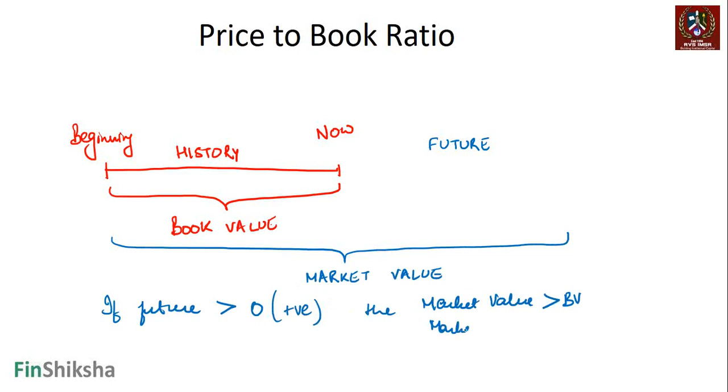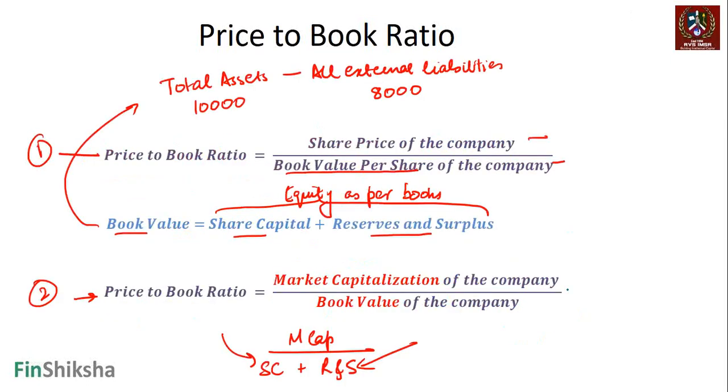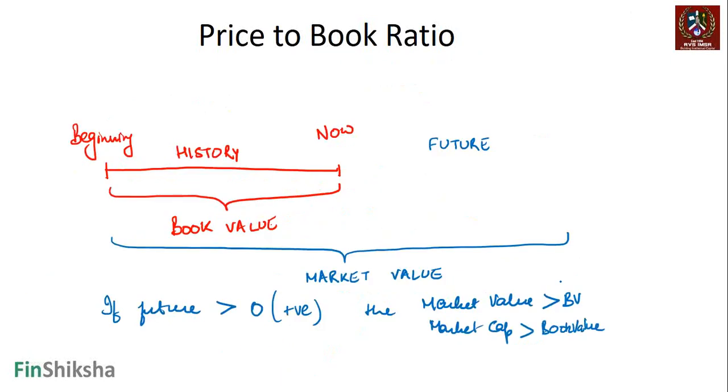So market capitalization should be greater than the book value of the company. If we say this is going to be greater than the book value of the company, then by logic in the definition we saw, this ratio should be greater than 1 for most companies, wherever you expect the future to be positive, right? Now let's take two cases.